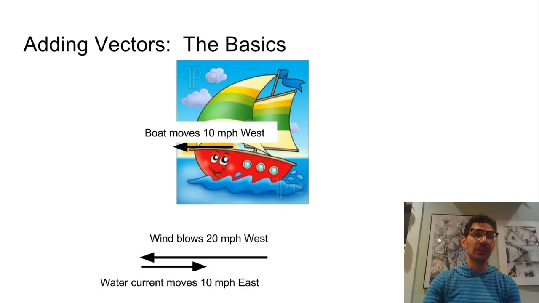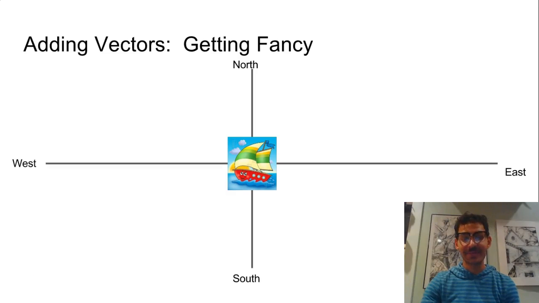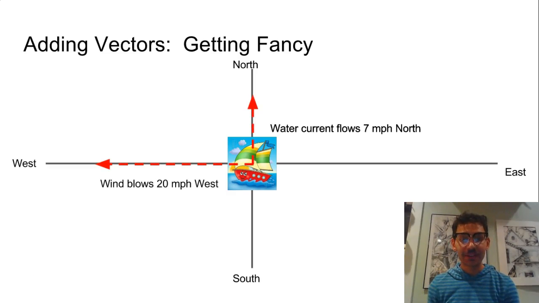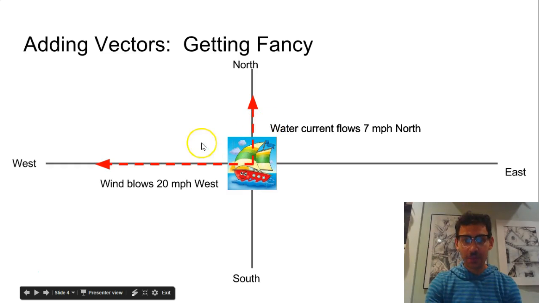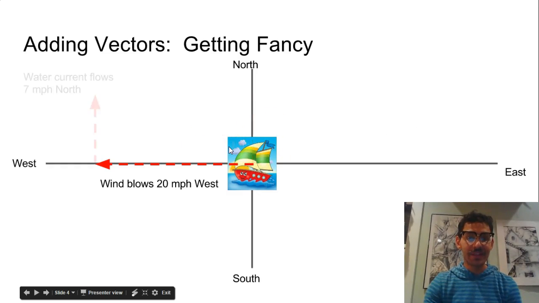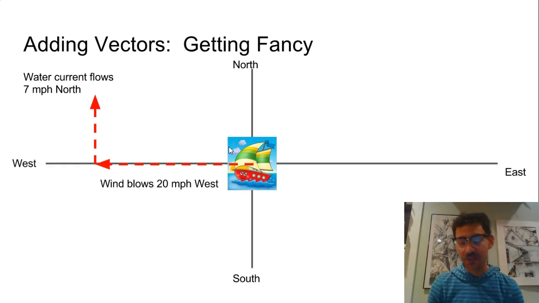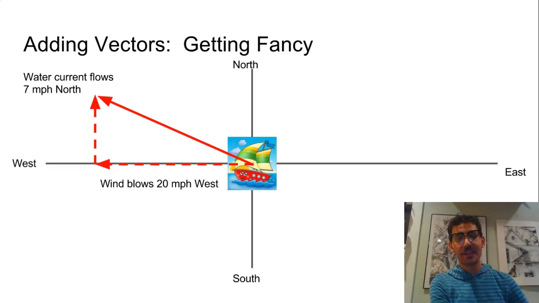What if things are a little bit more complicated? Let's get fancy. Now our little boat, let's say that the wind is blowing at 20 miles per hour to the west still, but the water currents change. The water current now starts flowing 7 miles per hour to the north. Well, which way is our boat going to move now? Well, what we can do is the same thing. We'll take our smaller vector and put the tail of it on the tip of our larger vector. And what we can do is draw a line that connects the two of them.